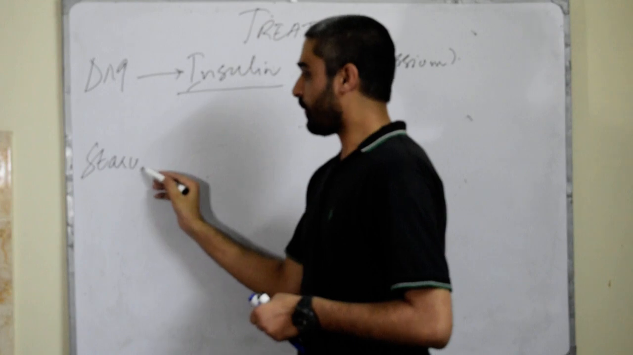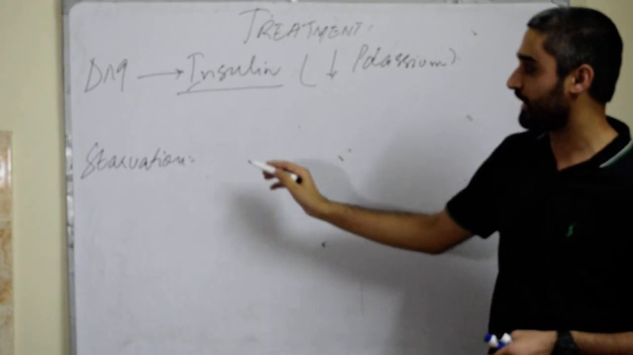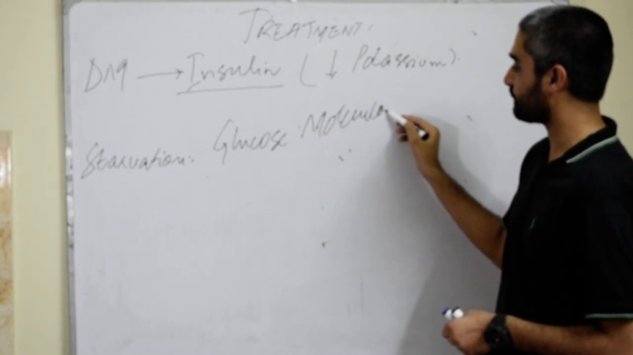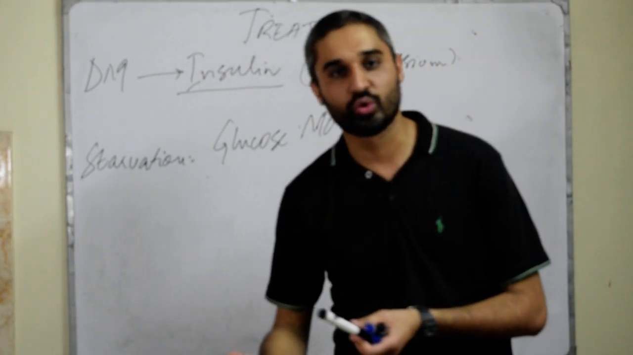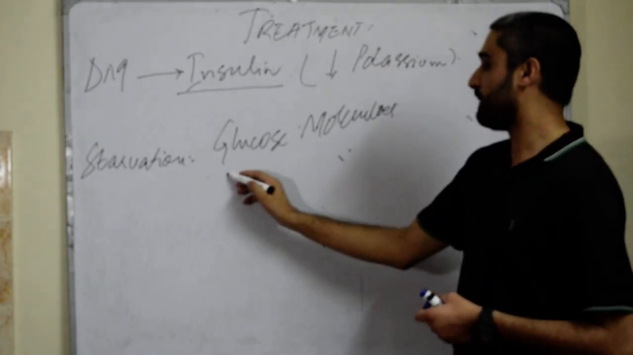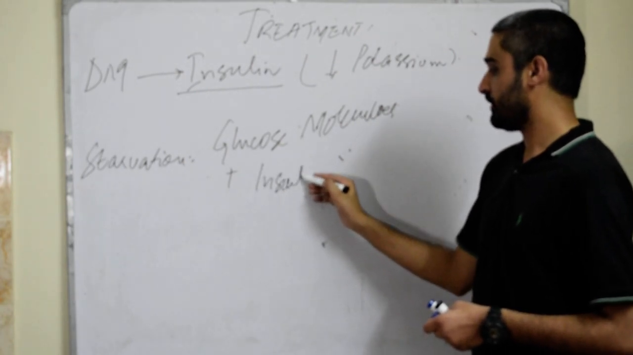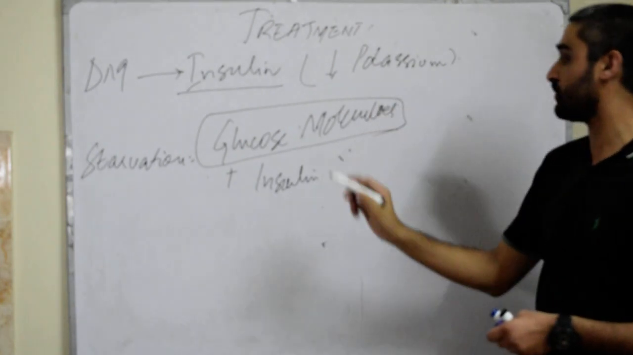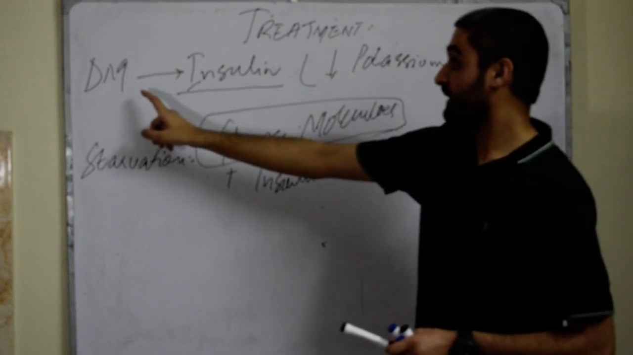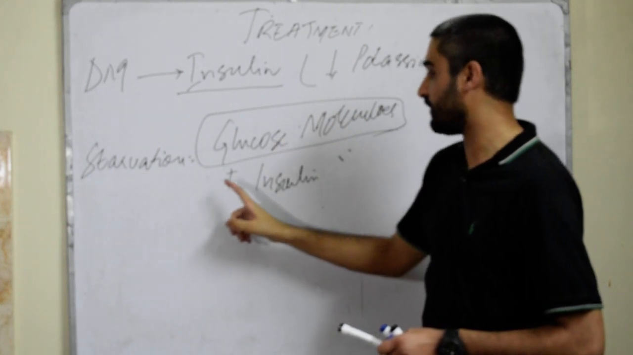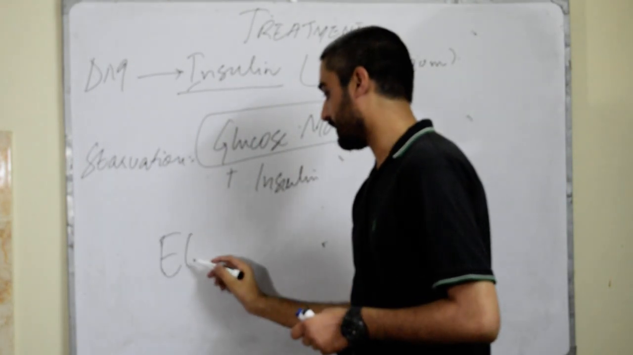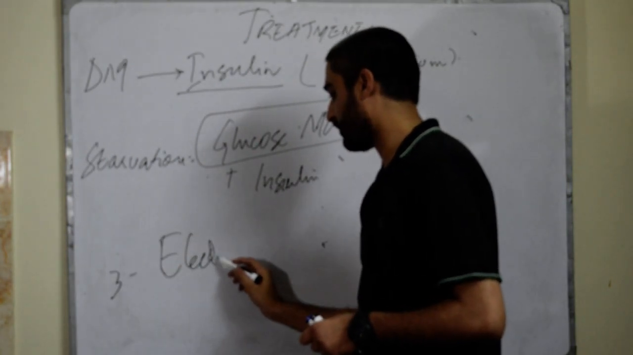In starvation, the amount of glucose was less, so you give the patient glucose molecules. Whenever you give glucose, it will be available for energy and fat oxidation will stop. Whenever you give glucose, please remember to give insulin as well, so that the glucose remains in range and does not keep on rising. So the treatment in diabetes is insulin. In starvation, you give insulin and glucose both together, and electrolyte balance should be maintained. The third one is electrolyte balance.